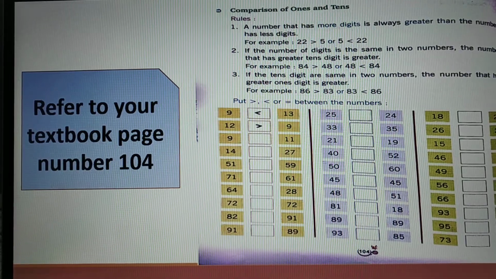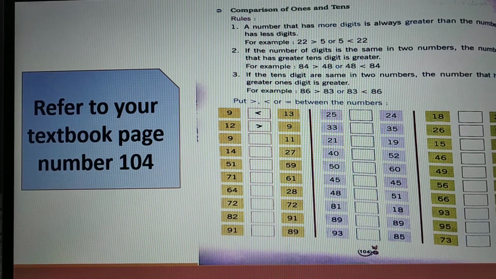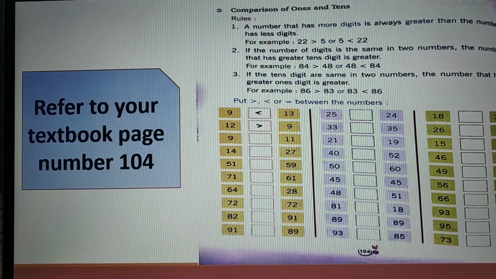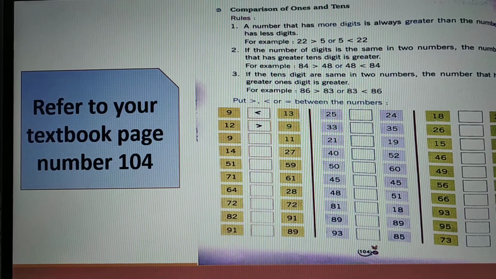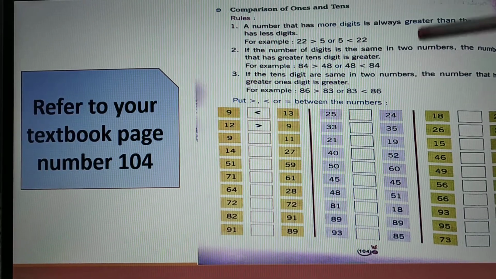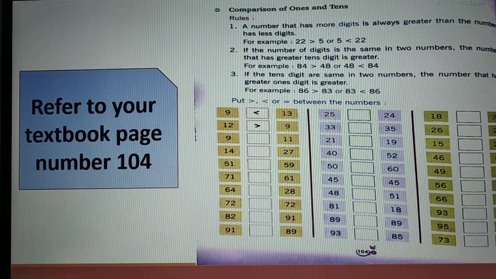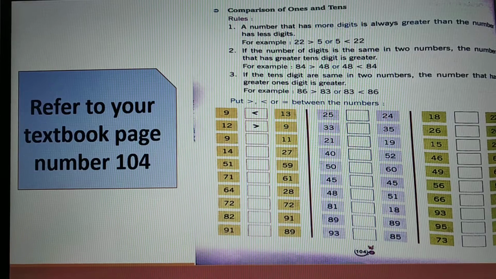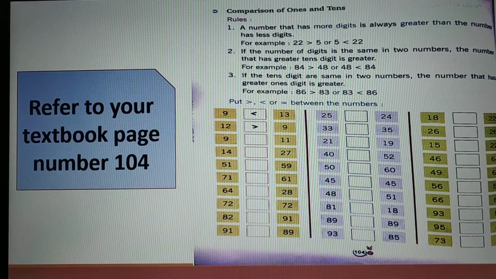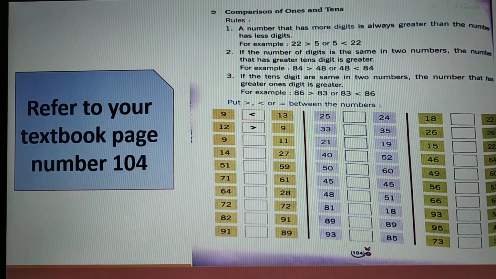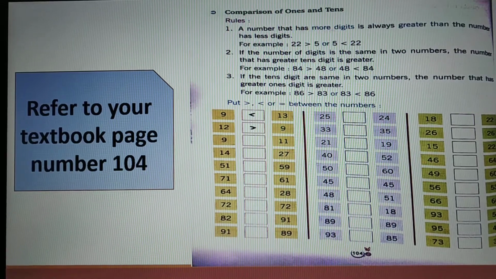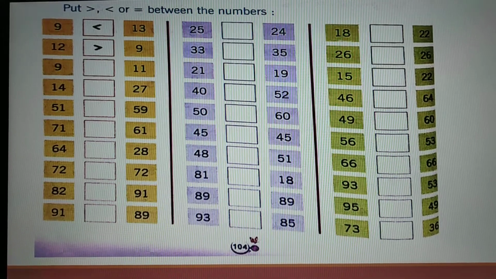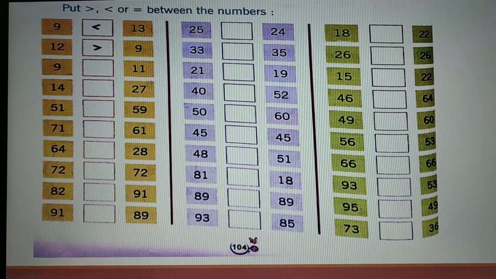Now we are going to your textbook. This is your lesson number 3, page number 104. The rules I taught you separately. These are the rules. Now this is your exercise. You have to do this exercise. Two numbers have been done by the book. 9 is less than 13. 12 is greater than 9. Now we will see.